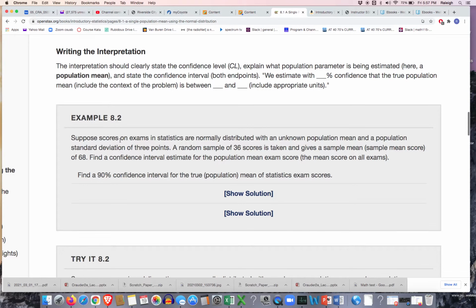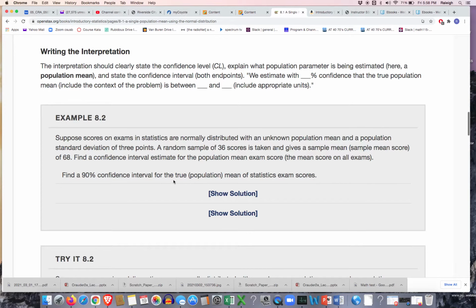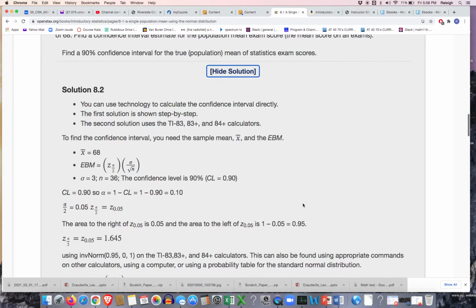Okay, suppose scores on exams in statistics are normally distributed with an unknown population mean and a population standard deviation of 3 points. A random sample of 36 scores is taken. I love it when they pick nice, perfect squares for your n, but they don't always do that. It gives a sample mean of 68. So we can use the 68 in other situations to find a confidence interval estimate. We'd like to find a 90% confidence interval, where we'd be expected to be correct 9 times out of 10, 90 times out of 100, and incorrect 10 times out of 100, 10% of the time. That results in a narrower interval, which is good, but of course, then you're 10% likely to make a mistake in the long run. So let's take a look, and they are using technology, which they'll do in a minute, but for now, we notice what the sample mean is that's handed to you.